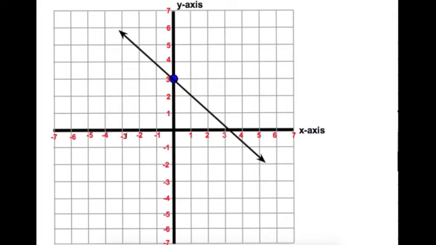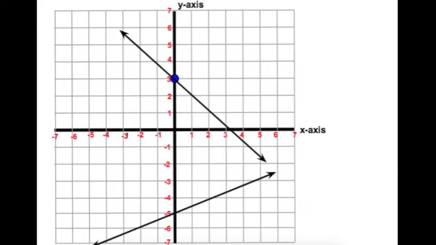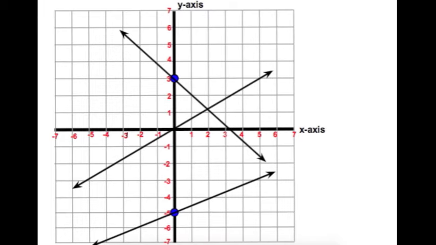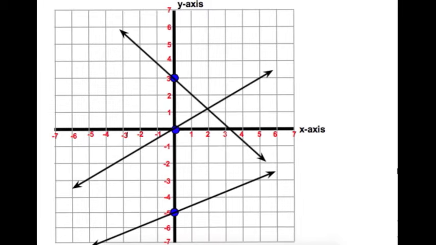So for this example, the y-intercept would be 3 because the line crosses the y-axis at 3 as indicated by the blue dot. Let's take a look at another example and determine the y-intercept. Here, the line crosses over the y-axis at -5, so the y-intercept of this line is -5. Let's take a look at a third example. This line crosses the y-axis at 0, so the y-intercept is 0.